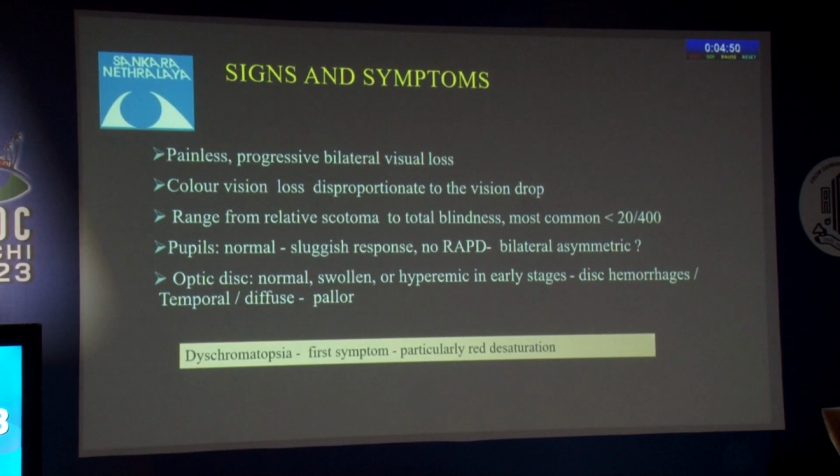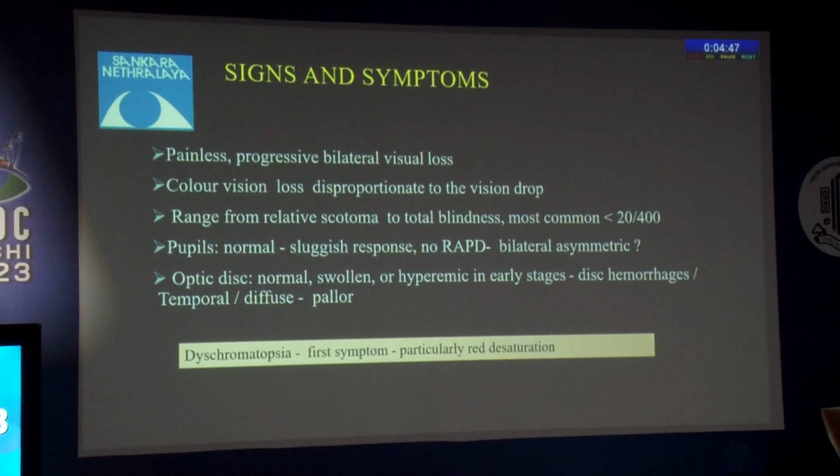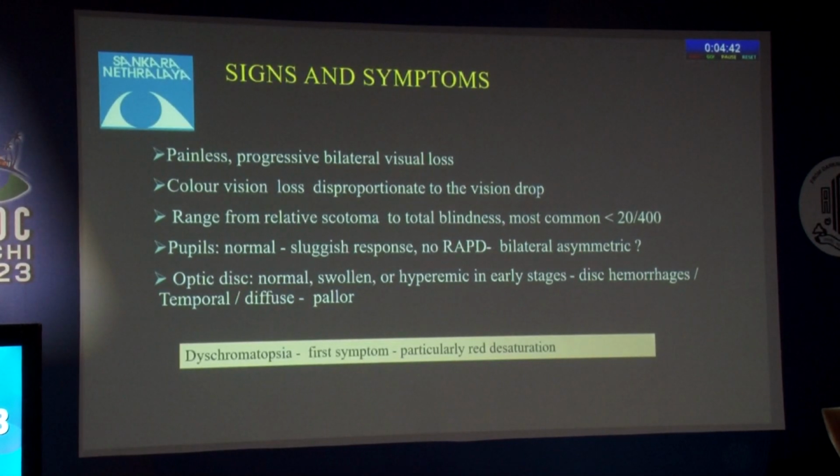The optic disc can be normal, swollen, or hyperemic. Sometimes we can see even disc hemorrhages, and temporal and diffuse pallor are the most common presentations.